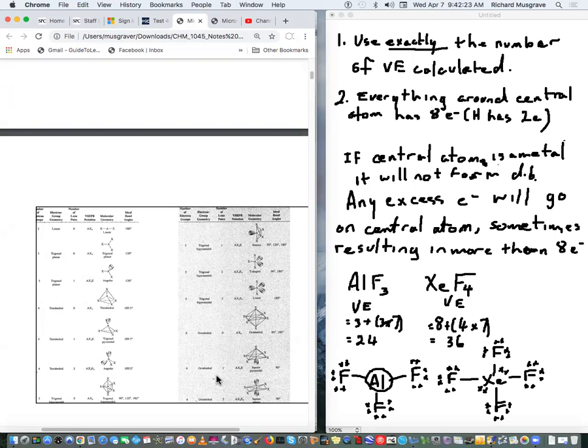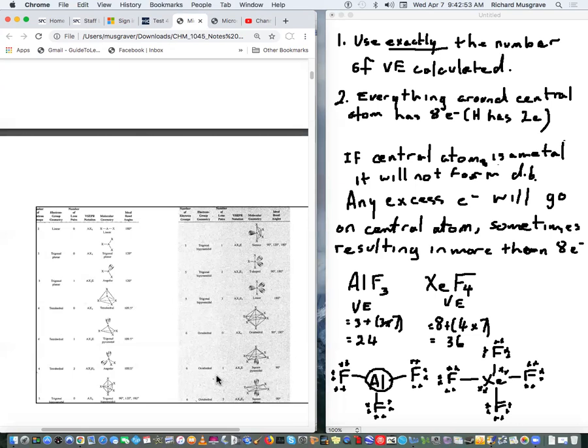Now, there's 2 things around a central element that can take up space. You've got an atom, or you can also have a non-bonding electron pair or lone pair. Those are the 2 things that take up space around an atom. And those are the things that will end up influencing what shape the atom will end up being.